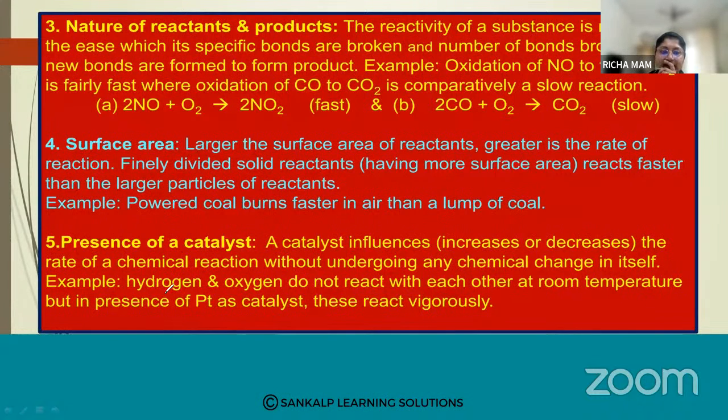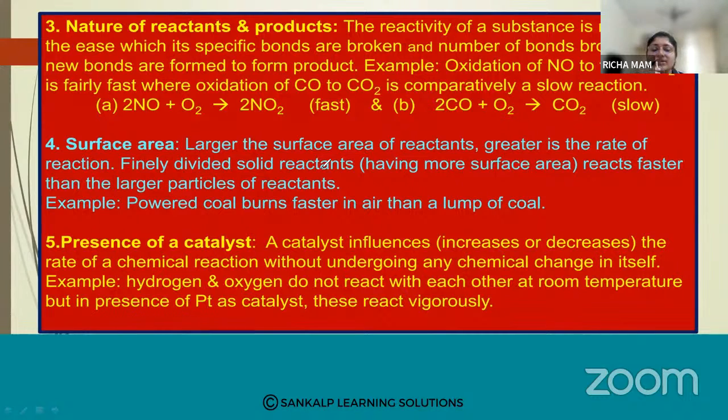Next is the catalyst. How does the catalyst play an important role? The catalyst will influence, either increase or decrease, the rate of reaction without undergoing any chemical change. We know the role of the catalyst is to help the reaction to be faster, or speed up the rate of the reaction without undergoing any chemical change. So this is the role of the catalyst.